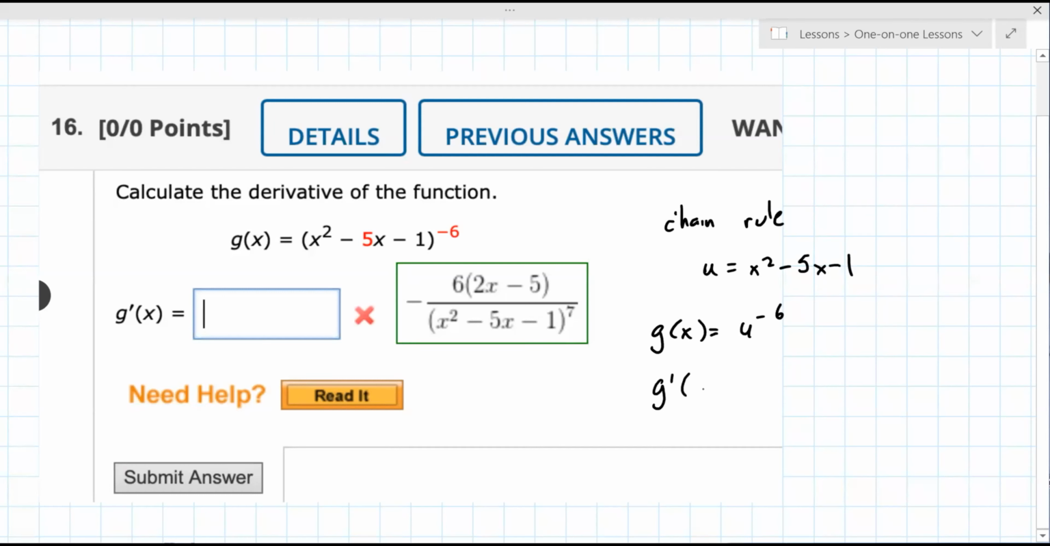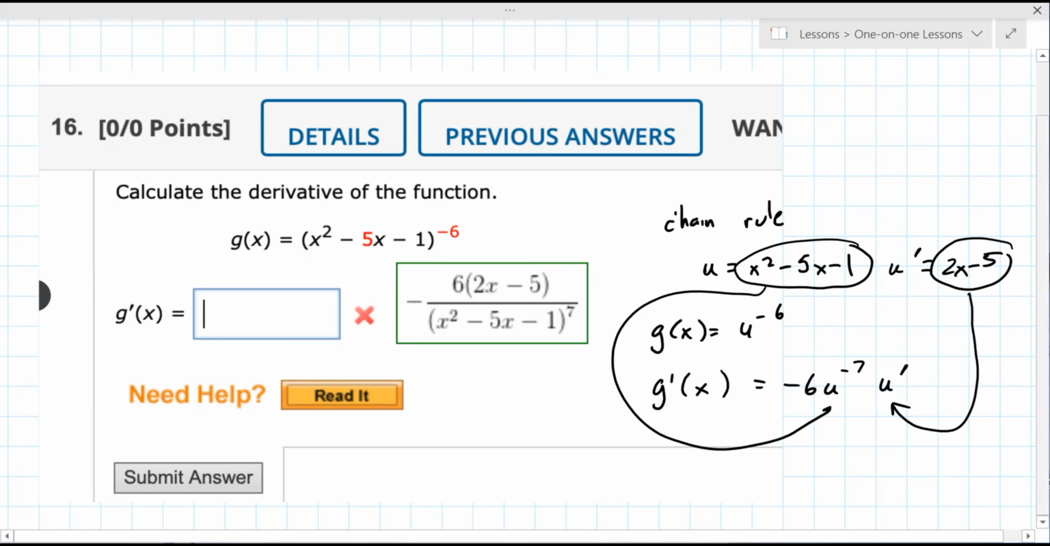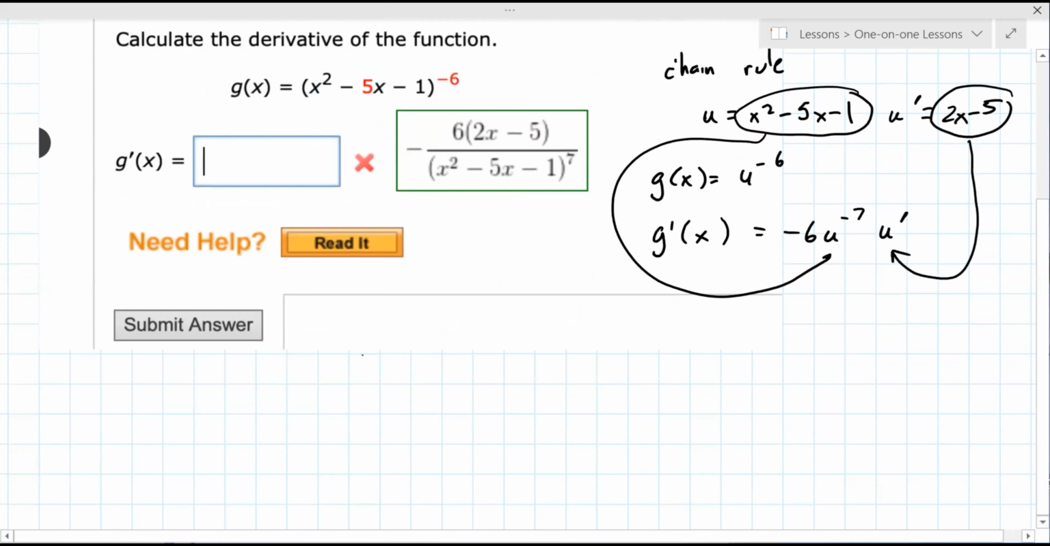The derivative of this is minus 6u to the minus 7 power u prime. Okay, so you have to take a derivative of this thing here. So the u prime is 2x power rule minus 5. So it's just taking these two pieces and putting them back in here. Okay. So your derivative is minus 6 parentheses the original function, that's your u, x squared minus 5x minus 1 to the power of minus 7, okay, times u prime, 2x minus 5.